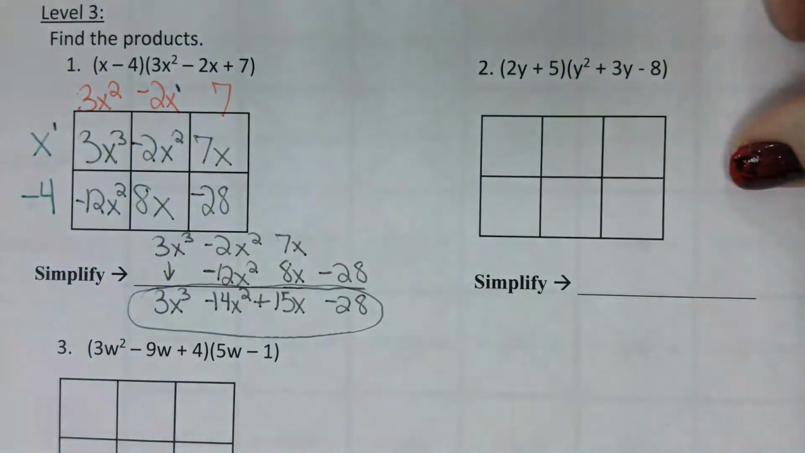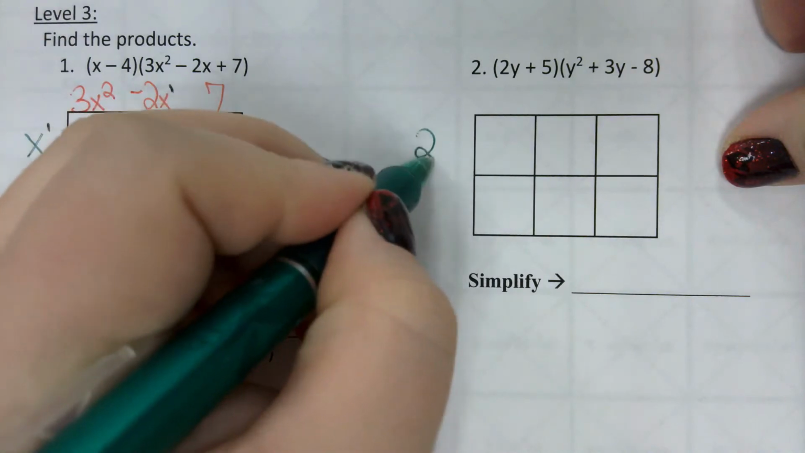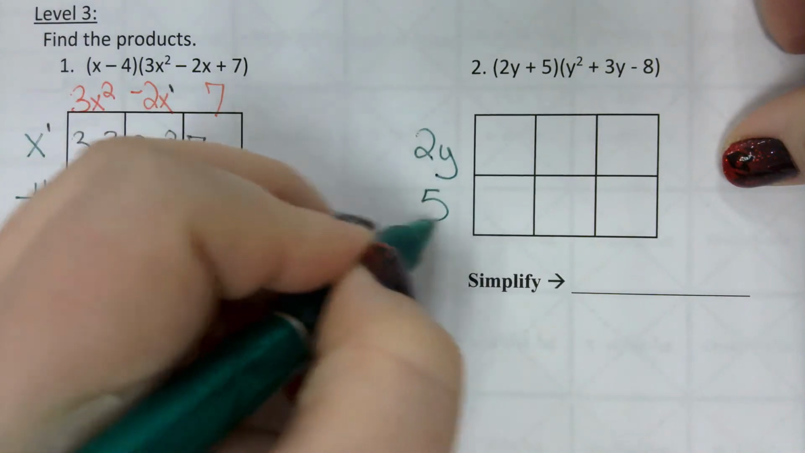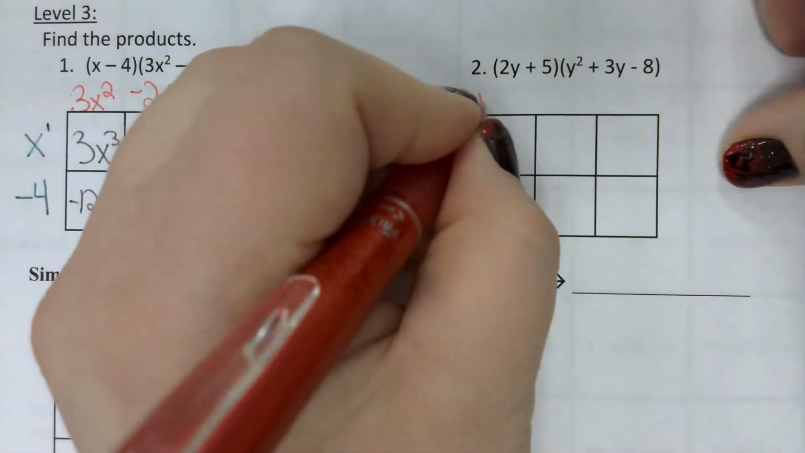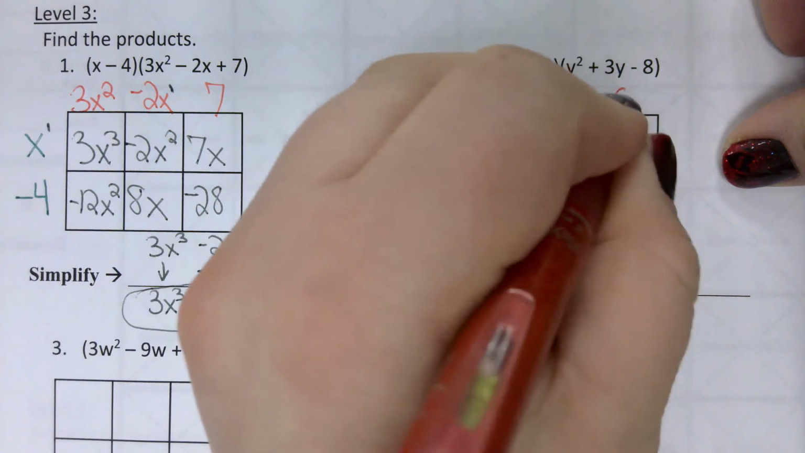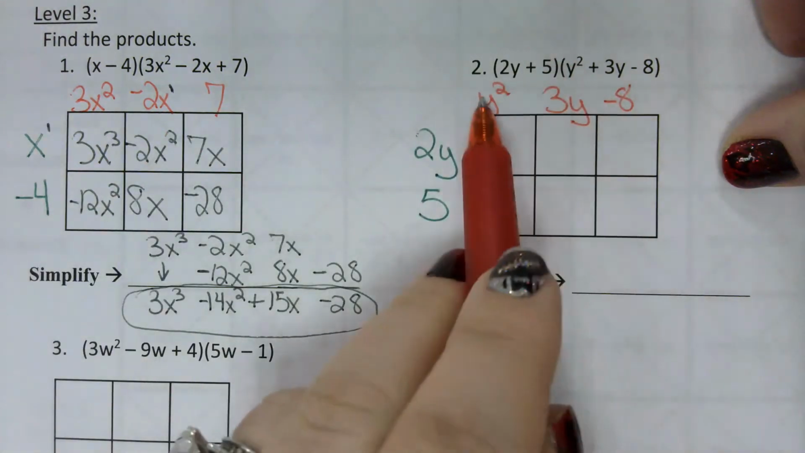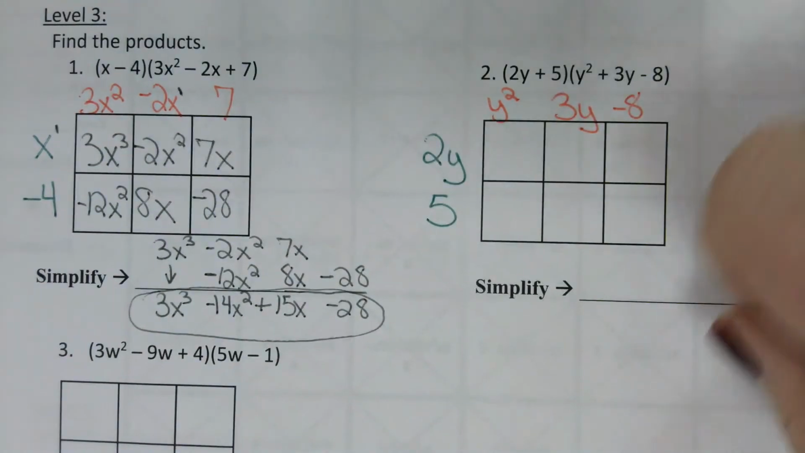Number 2. We have 2 terms by 3 terms, so a 2 by 3 box will be helping us. We'll have 2y and 5. Each term gets its own box. And then y squared, 3y, and negative 8. Each term gets its own box. And it's time to multiply.